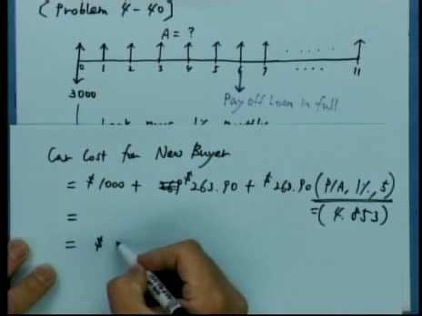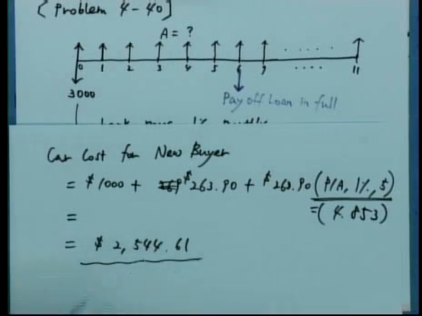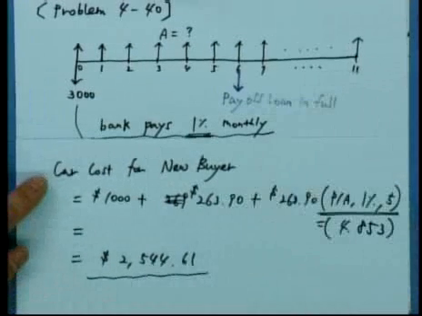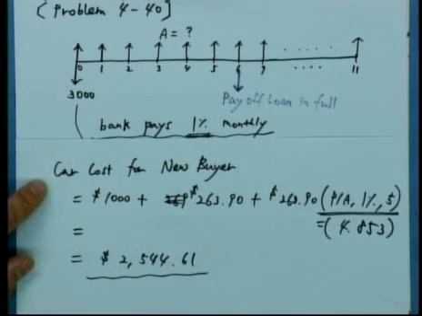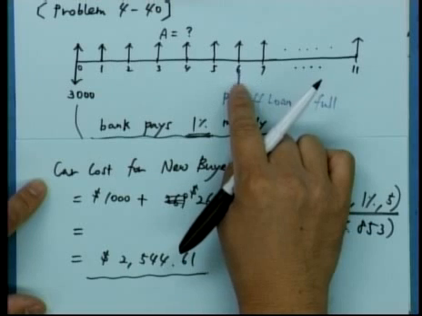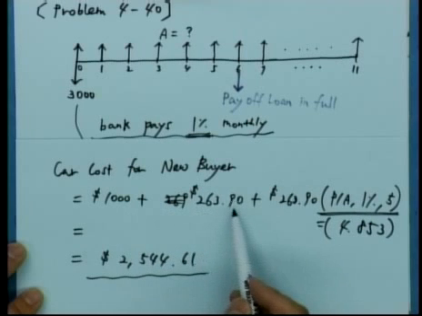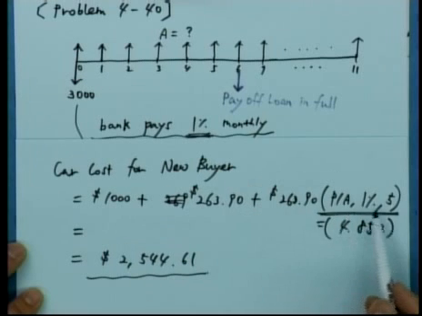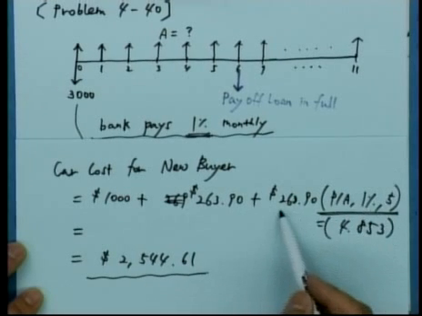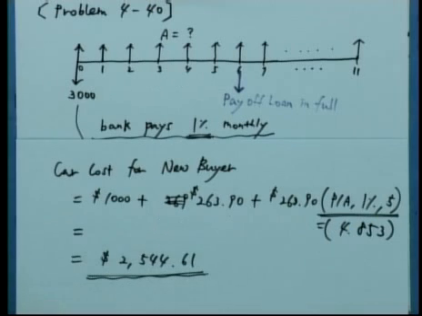Okay, that's going to be $2,544.61. So this is the car cost for the new buyer at the end of payment period 6. Because you're going to pay $1,000 plus the monthly payment on that period, which is $263.90, plus an equivalent 5 uniform payments of $263.90, which will be $2,544.61.